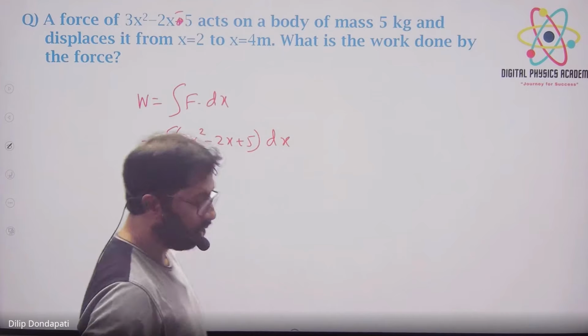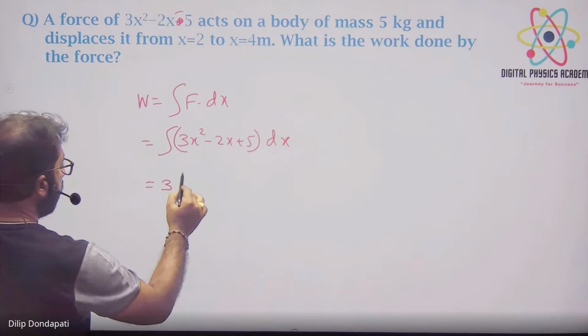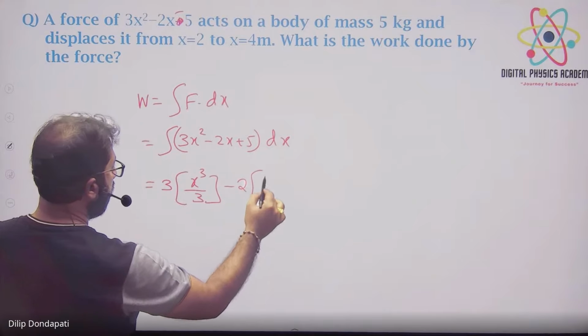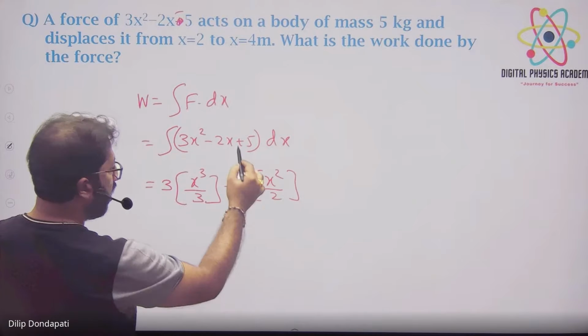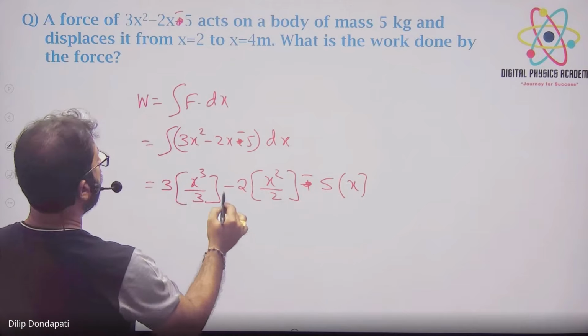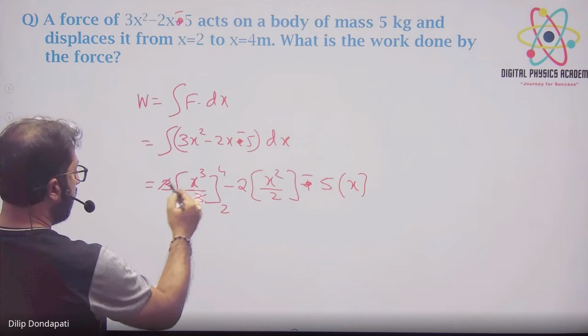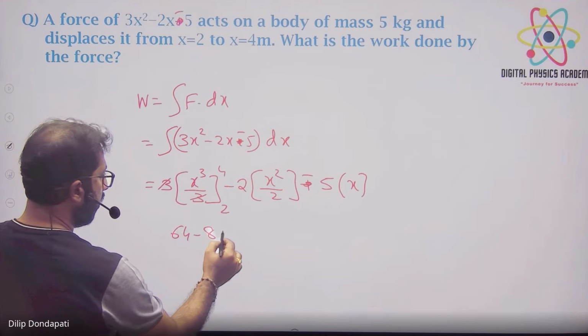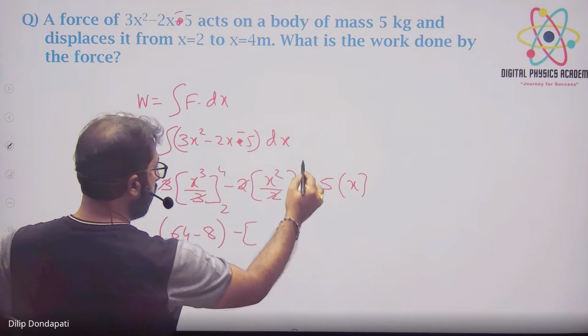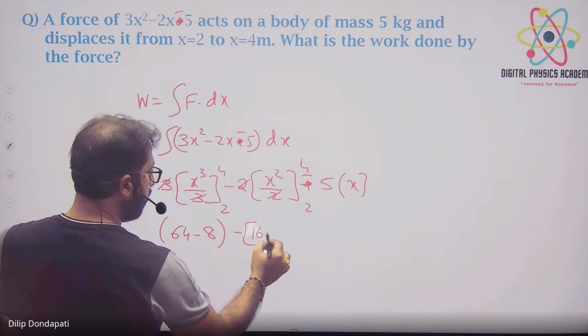Yeah. So क्या होगा? Integration क्या होगा? 3 times x cube by 3 minus 2 times x square by 2 minus 5x. Limits are from 2 to 4, right? So 3 cancel. 4 cube is how much? 64 minus 8. ठीक है. Minus 2 cancel. Again 2 to 4, limits is 16 minus 4.